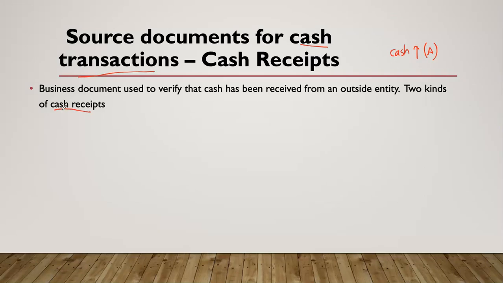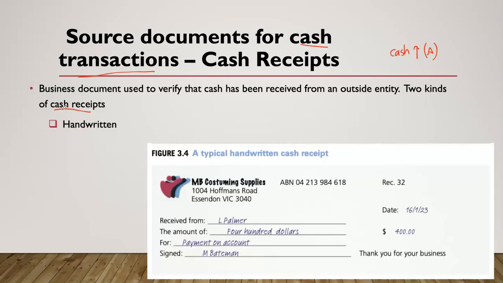There are two kinds of cash receipts: handwritten ones that might look something like this. In this case, we know the business that made the document is at the top, MB Costuming Supplies. They have made a sale of $400 to L Palmer. Sorry, not a sale. They have received it because of payment on account. That means L Palmer has paid them back some money they owed.